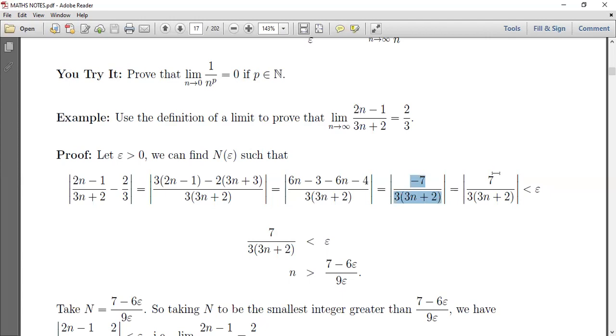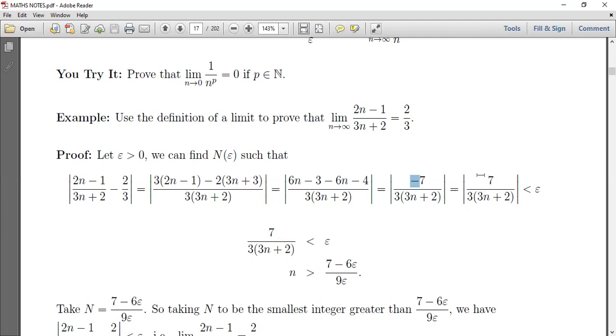And what is the modulus of this? The modulus of minus 7 over the denominator. Remember, n is always a positive integer, as stated here. So this denominator is always positive, because n is a counting number: 1, 2, 3, 4. The numerator is negative. So the modulus removes the minus, and we are left with 7 over this. Here we're supposed to write this without the modulus.